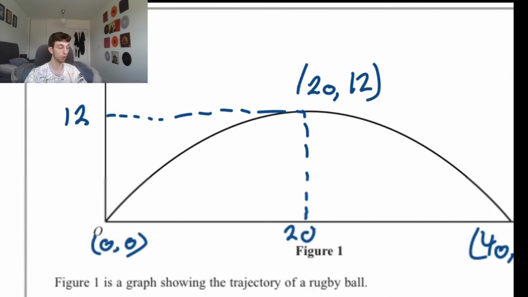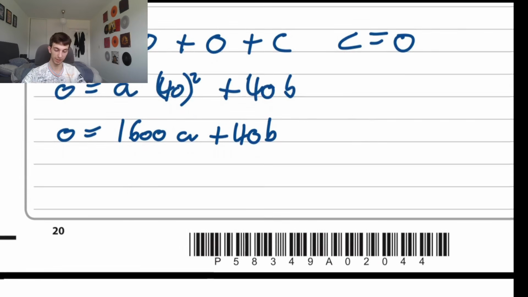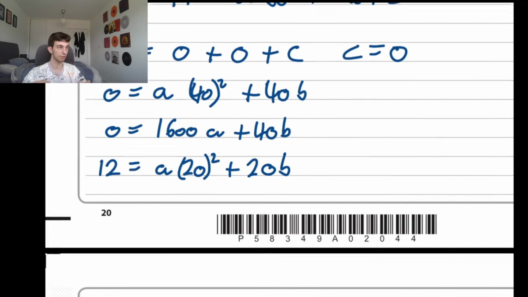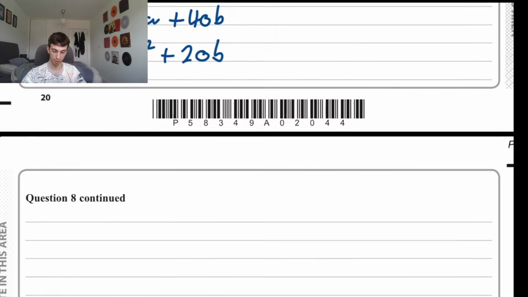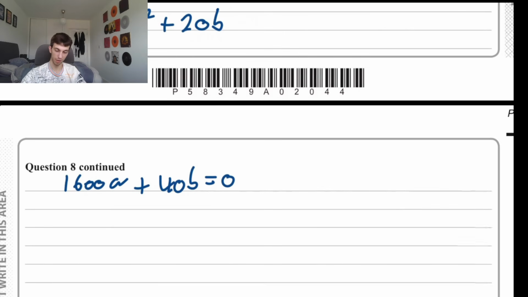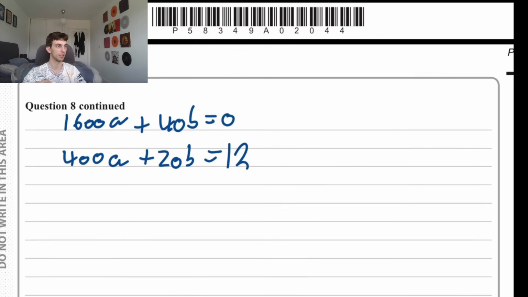Now let's plug in our third coordinate of 20, 12. So when the height is equal to 12, we have x equal to 20. So we have a times 20 squared, it's going to be 400, plus 20b. So now let's write out our simultaneous equations. So we have that 1,600a plus 40b equals 0. And then we also have 400a plus 20b equal to 12. So this is just GCSE simultaneous equations.